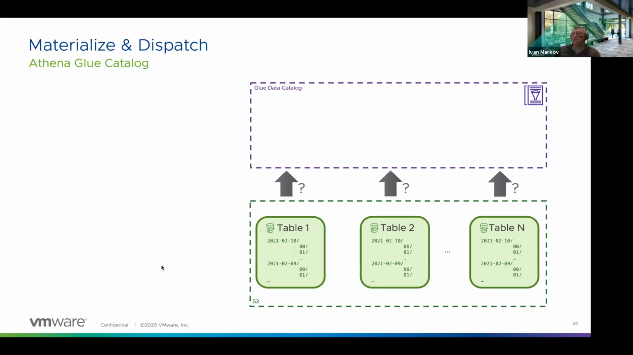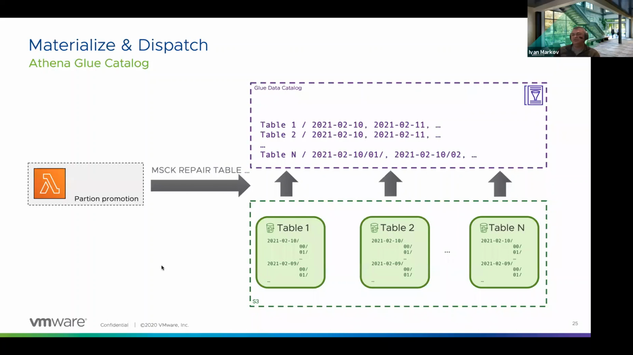The registering of our tables in the data catalog is actually done quite simply. We just have a Lambda. This Lambda is doing partition promotion, and then it's just issuing a SQL statement for each of the tables, MSCK REPAIR TABLE, which causes the Hive metastore, the Glue data catalog, to do its job, which is going through each table, scanning the directories and updating its records.